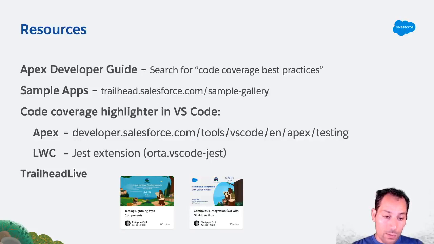Finally, if you want even more resources, I've given two similar sessions on Trailhead Live a couple of weeks ago. The first one was how to test Lightning Web Components. So I was talking extensively about the different approaches, the tools, and the patterns you can use to test Lightning Web Components. And the second session, which is also related to this one, is how you can set up continuous integration with GitHub Actions. I think this will go very well with code coverage, because code coverage should be part of your CI system. That's it.